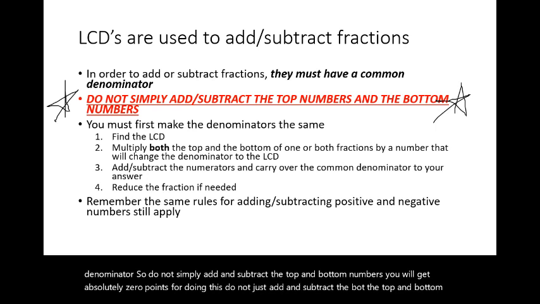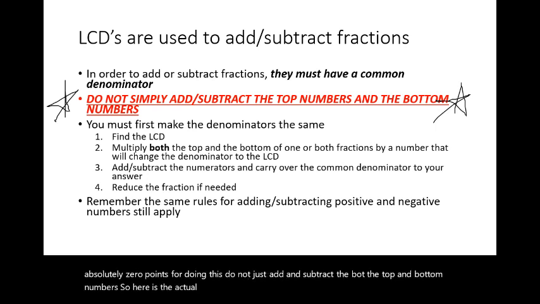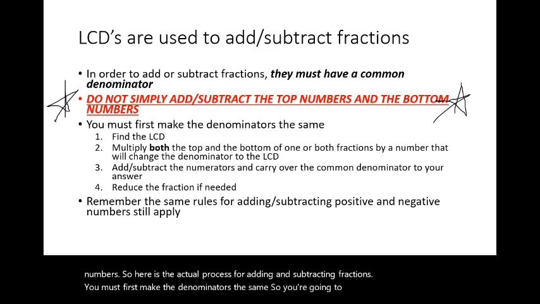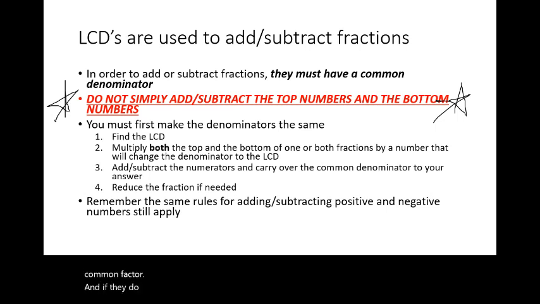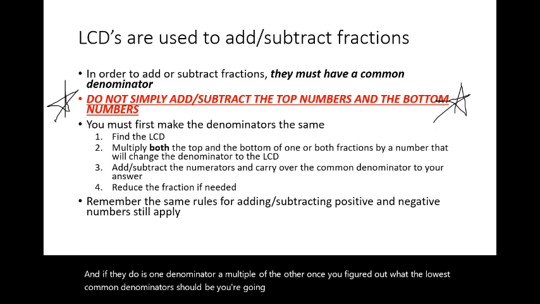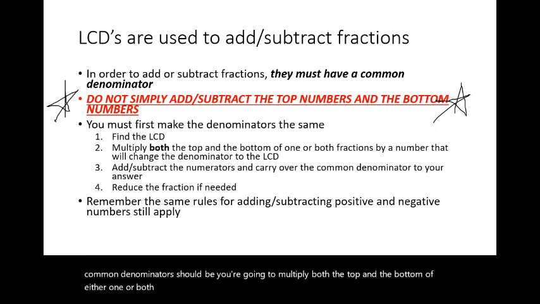So here is the actual process for adding and subtracting fractions. You must first make the denominators the same. So you're going to figure out what the lowest common denominator is going to be. You should ask yourself, do these two denominators have a common factor? And if they do, is one denominator a multiple of the other? Once you've figured out what the lowest common denominator should be, you're going to multiply both the top and the bottom of either one or both fractions by a number that will make the denominators the same.